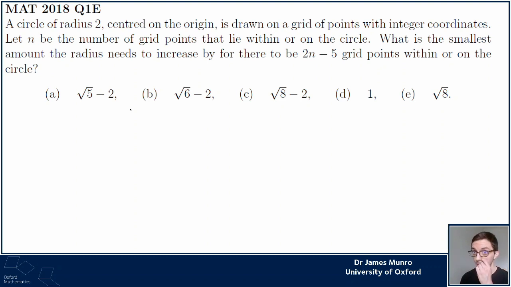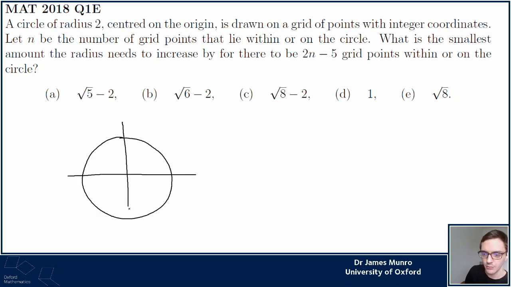Okay. So, a circle of radius 2 is centred on the origin. Let's try and draw that. What a lovely circle. There we go. It's drawn on a grid of points with integer coordinates. Okay, so I can see some points with integer coordinates. Integers are whole numbers, positive or negative. I can see some points that are definitely inside this circle. And the question is, are there any others?